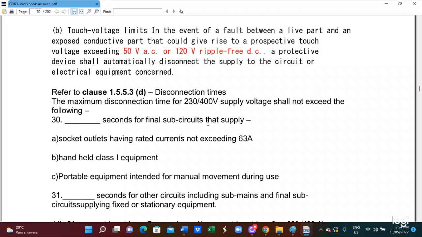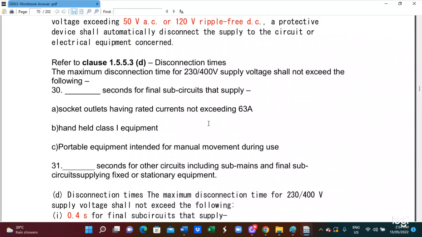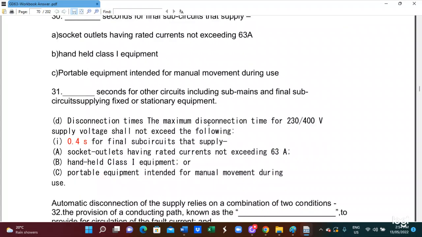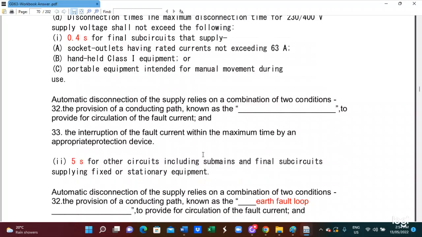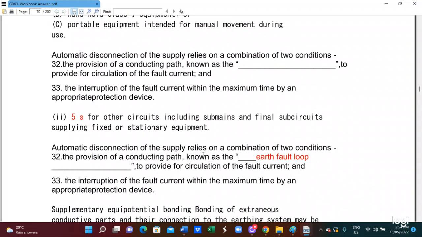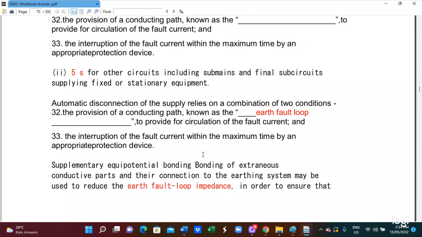So in this case, 30 seconds for the final circuit, and socket outlet having the rated current not exceeding 63 ampere. Also, we have to mention the hand-held class equipment and portable equipment included in the menu as a mobile unit. The maximum disconnection time for 230/400 volt supply is 0.4 seconds for the final short circuit test applied, and 5 seconds for the other circuit, including some final short circuit applying to the stationary equipment.